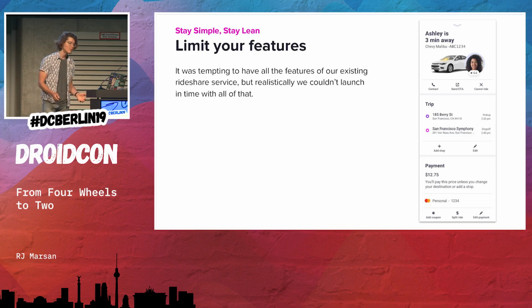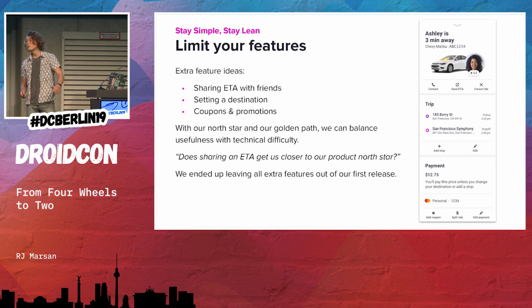It's totally natural. For us, it was things like, share your ETA with friends so you can see how far along the scooter ride you are, or set a destination and we can get you a route there, or coupons or promos. But now we have a nice framework, because I can always tell you the engineering cost of building these features. But now that we have this North Star, now that we have this golden path, we can use that technical difficulty and weigh it against something else. So asking the question, does sharing an ETA really help the user with our North Star vision? And it didn't. So it wasn't like we weren't going to do it, but we knew what to prioritize at what moments.